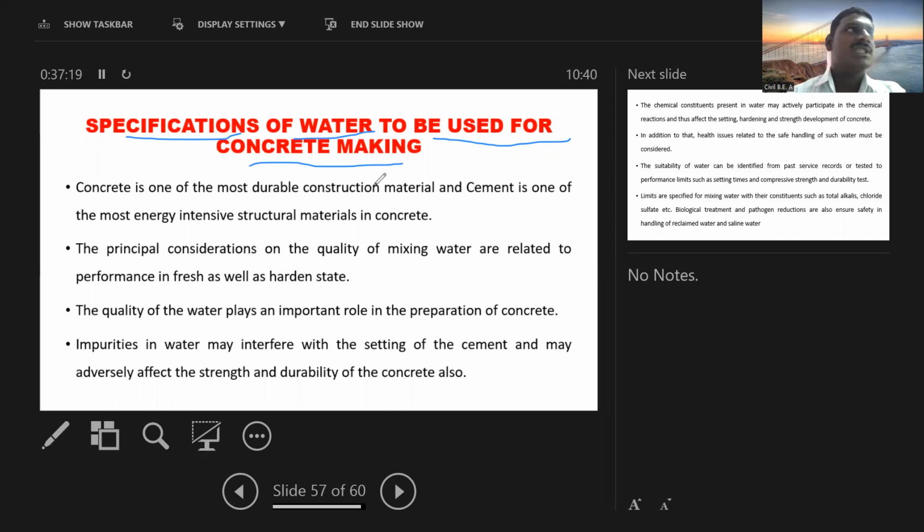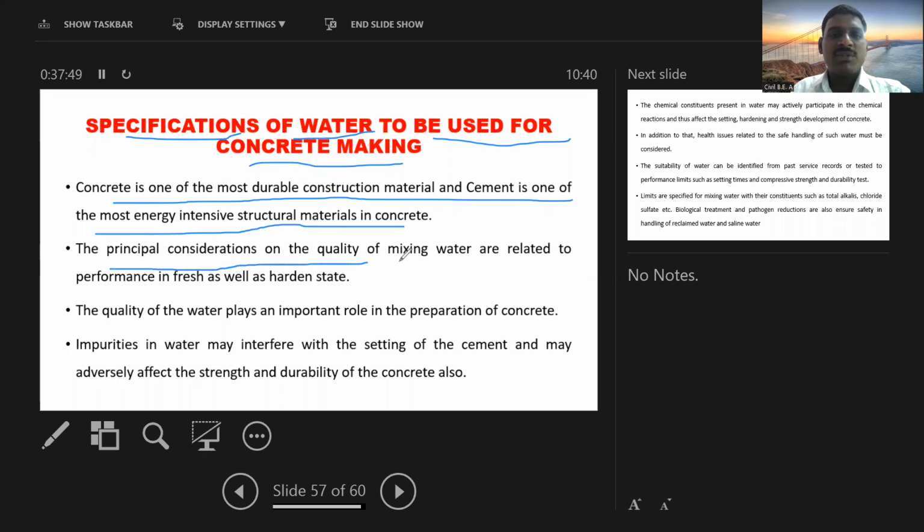So some standard specifications are given for the water which we are mixing in the concrete. So for that water, specific tests we have to conduct, and then we can use it for the construction of the civil engineering project also. So concrete is one of the most durable construction materials, and cement is one of the most energy intensive materials in the concrete. Okay, so the principal considerations on the quantity of mixing water are related to performance of the fresh as well as the hardened state.